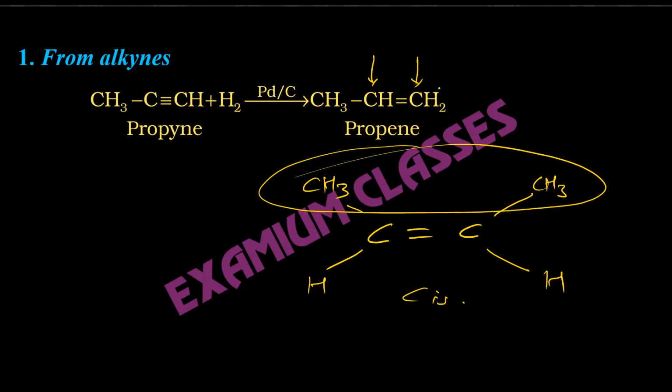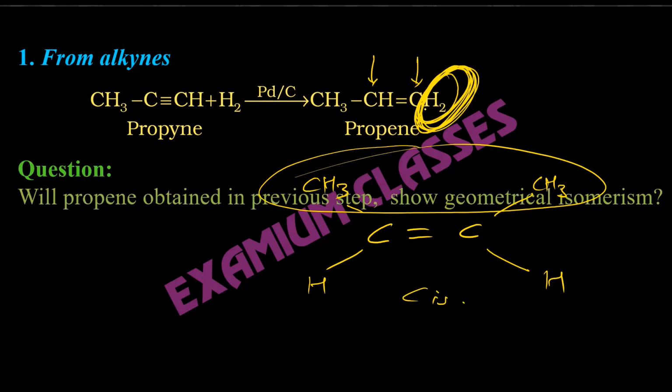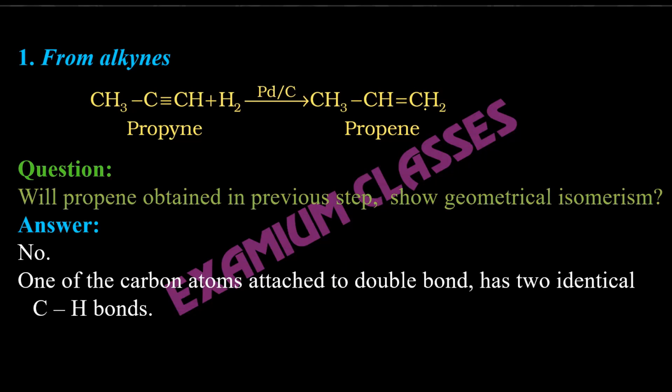This will be the cis form. It will not be possible if you have two hydrogens on the same carbon of the double bond. So that was the question. Simply, the answer is no. One of the carbon atoms attached to the double bond has two identical C-H bonds, so it is not possible to have cis and trans forms. No geometrical isomerism. Okay, so that is geometrical isomerism. Aryan, geometrical isomerism is that it should have cis and trans forms. I just explained what is the cis form, what is the trans form. The cis form is that you have the same ligands on the same side.